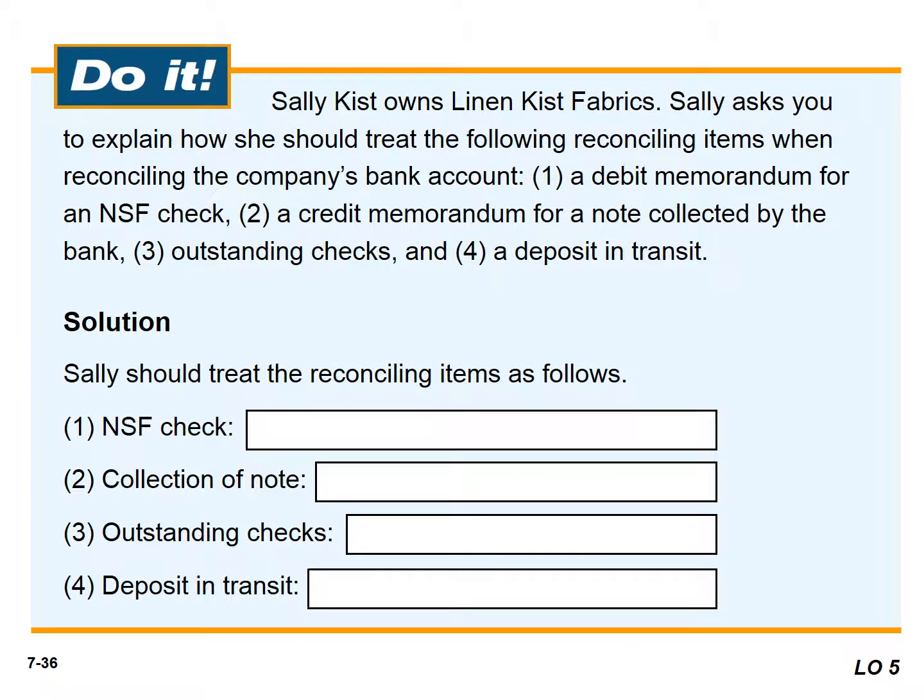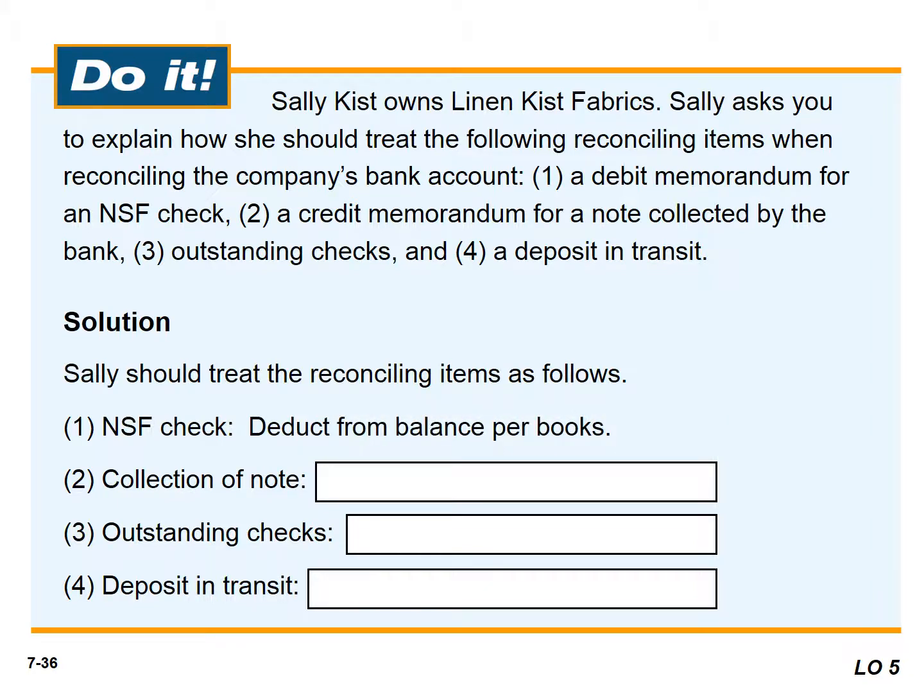So, Sally Kist owns Linen Kist Fabric. Sally asks you to explain how she should treat each of the following reconciling items when reconciling the bank account: a debit memorandum for a non-sufficient funds check, a credit memorandum for a note collected, outstanding checks, and a deposit in transit.